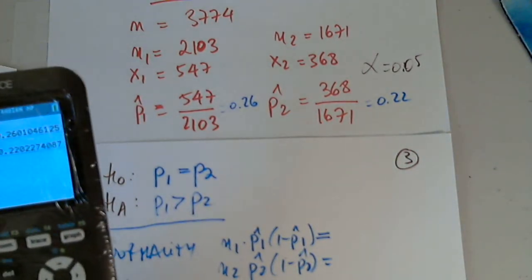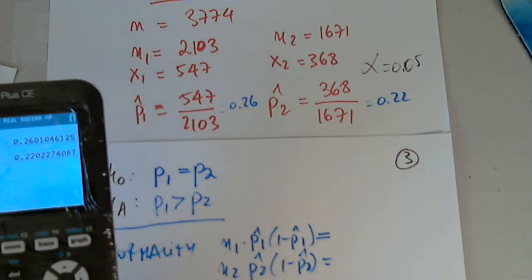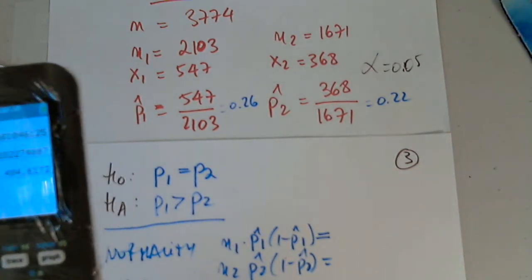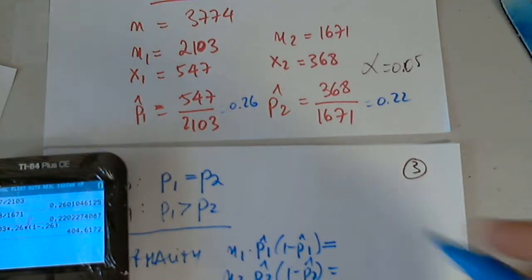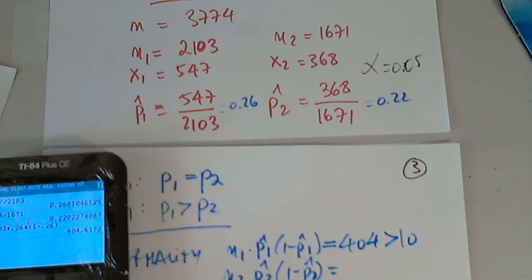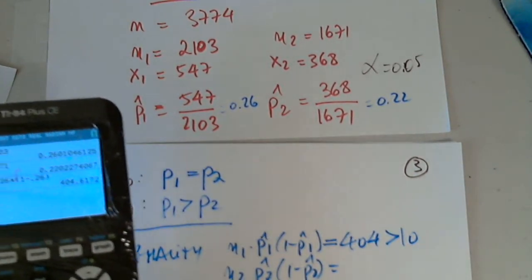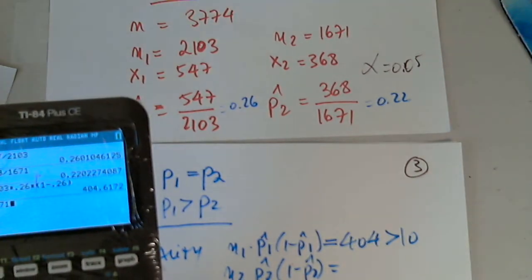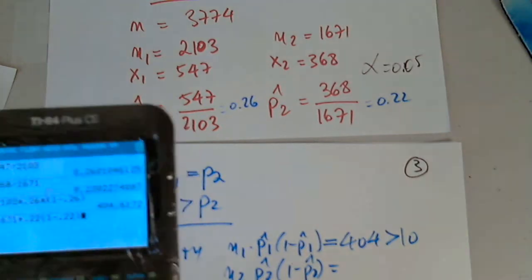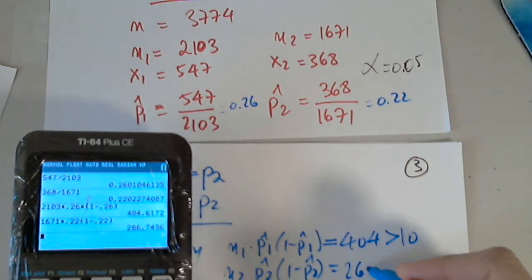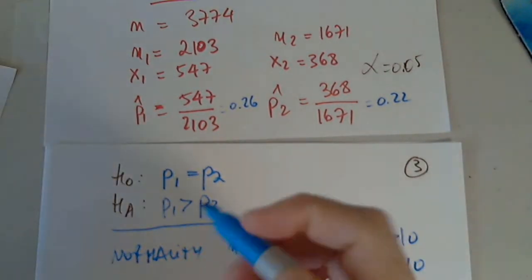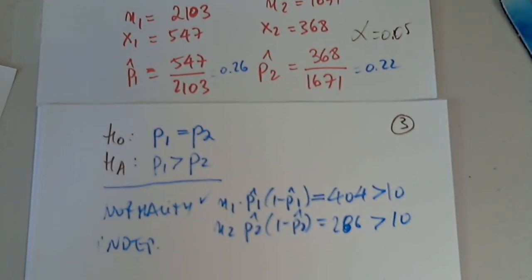So now 2103 multiplied by 0.26 and multiplied by 1 minus 0.26, and I got way more than 10. Okay, the other one, 1671 multiplied by 0.22, and in parentheses 1 minus 0.22, and I get 286, which is definitely greater than 10. So conditions of normality are fulfilled for both samples.